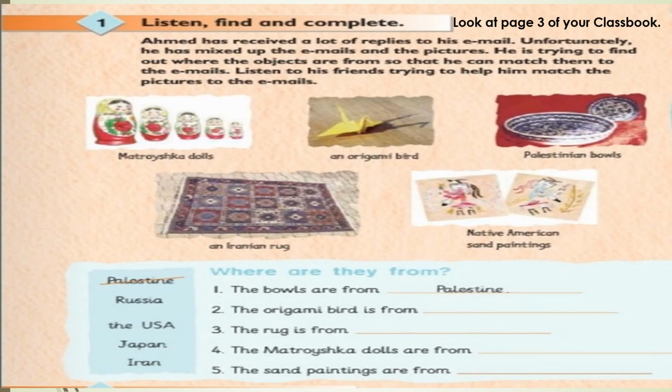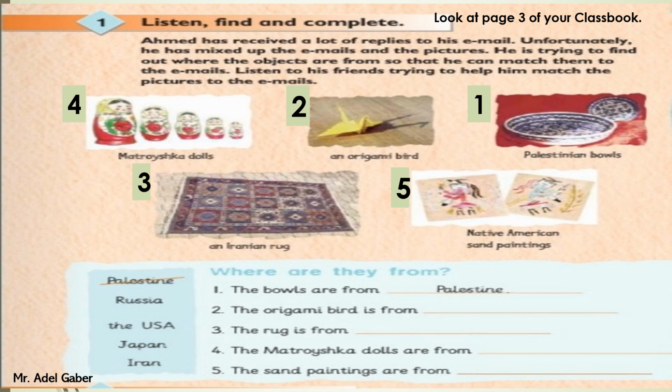Look at page 3 of your class book. Activity 1. Listen, find, and complete. Ahmed has received a lot of replies to his emails. Unfortunately, he has mixed up the emails and the pictures. He is trying to find out where the objects are from so that he can match them to the emails. Listen to his friends trying to help him match the pictures to the emails. Now, you listen and match them and write the names of the countries.